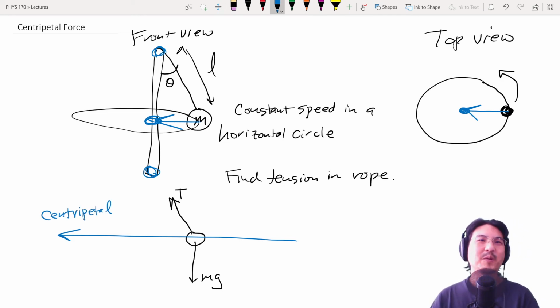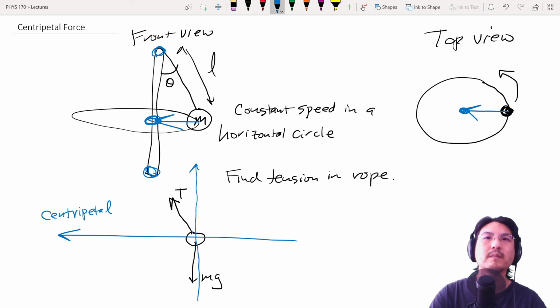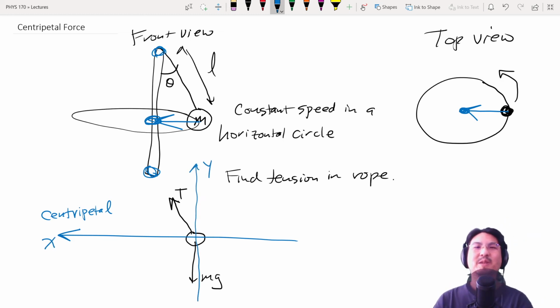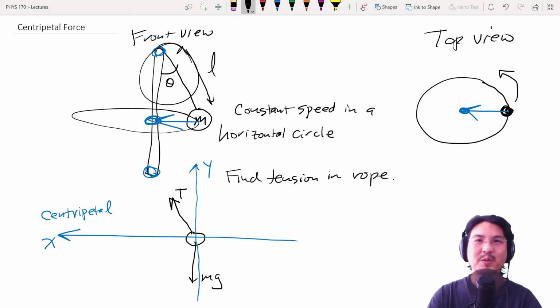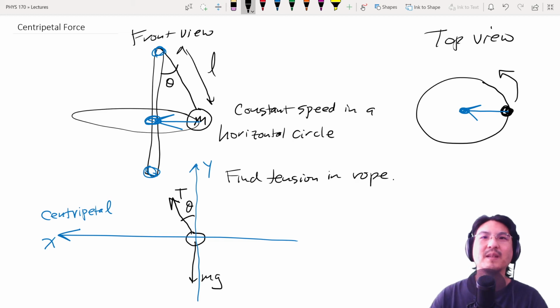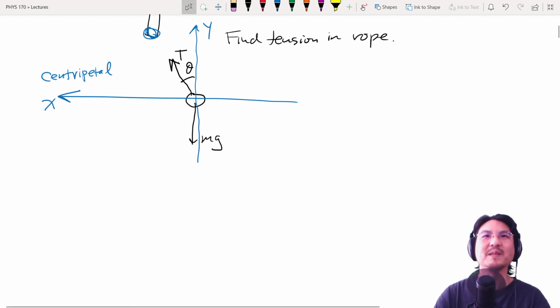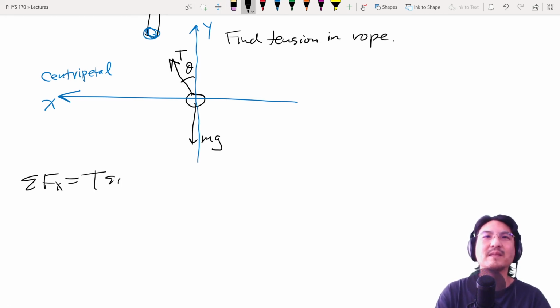So I'm just going to draw my coordinate axis in that direction. And then I'll pick another axis. I'll just call this one x. So I drew my x-axis in the centripetal direction. Okay, and then if I just look at this geometry, that's got to be here. So now let's write Newton's second law, decomposed. So in the x direction, I got T sine theta, and that's it. In the y direction, T cosine theta.